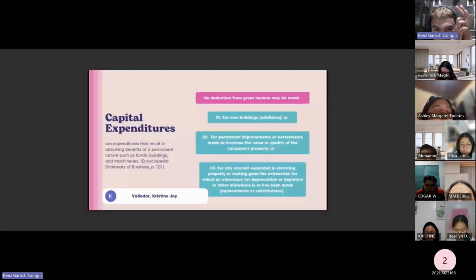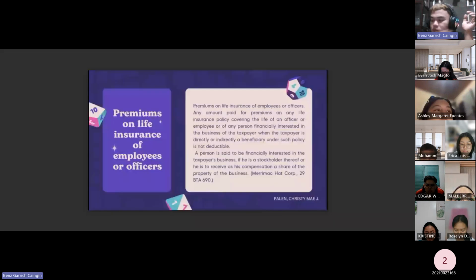and so on. So let's go to premiums on life insurance of employees or officers. Any amount paid for premiums on any life insurance policy covering the life of an officer or employee, or of any person financially interested in the business of the taxpayer, when the taxpayer is directly or indirectly a beneficiary under such policy, is not deductible. A person is said to be financially interested in the taxpayer's business if he is a stockholder thereof or he is to receive as his compensation a share of the property of the business.